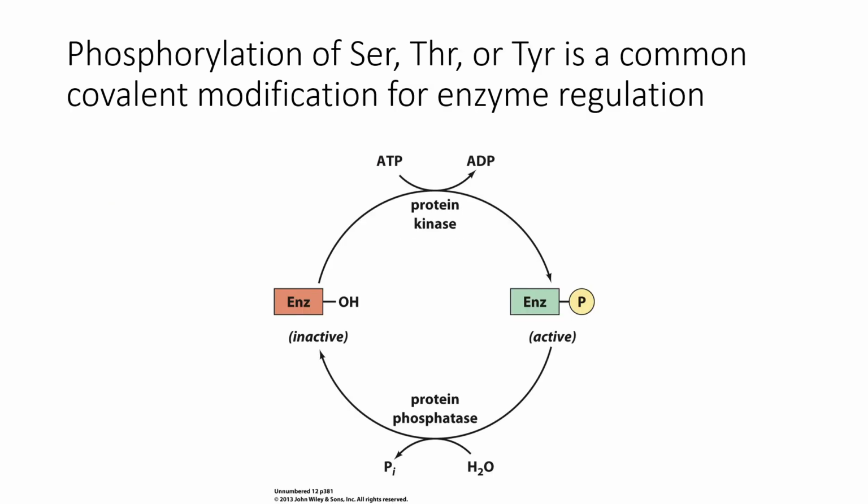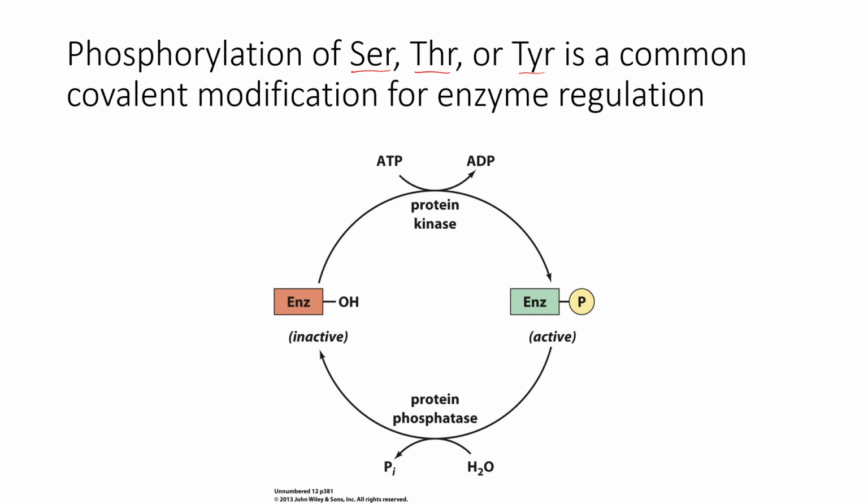So let's talk about one really important example of covalent modification of enzymes to control their activity. And this covalent modification is phosphorylation, or the addition of a phosphate group to an enzyme to again make it active or inactive. When enzymes are phosphorylated, this usually happens on a serine, threonine, or tyrosine amino acid residue. And once again, this is a really common covalent modification to help regulate enzyme activity.